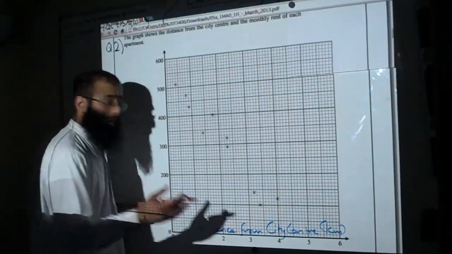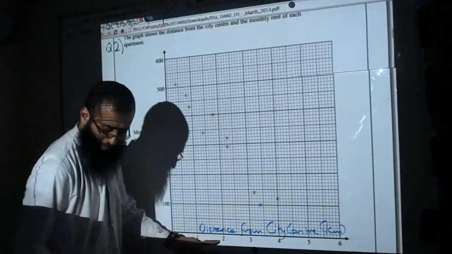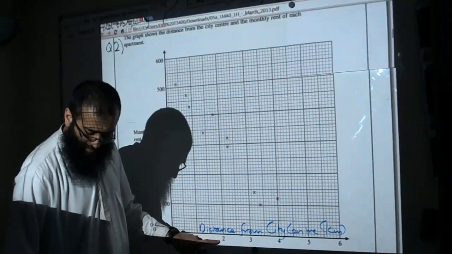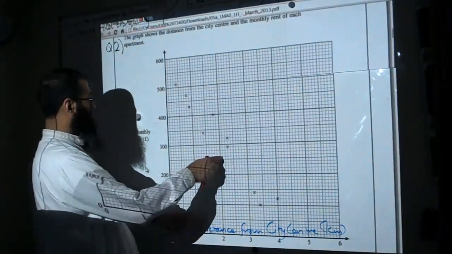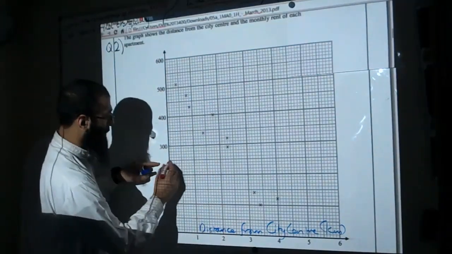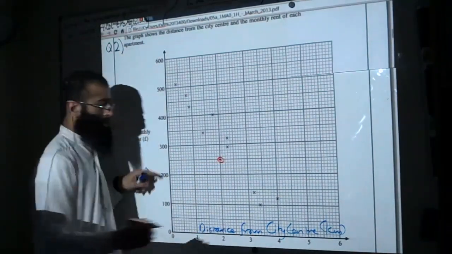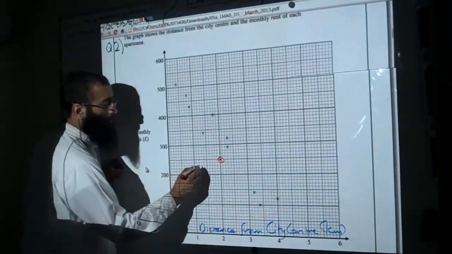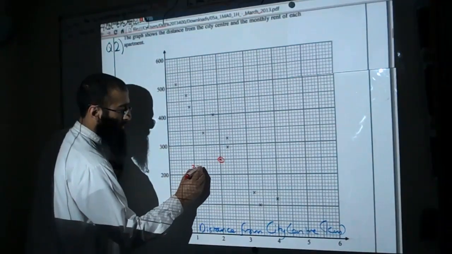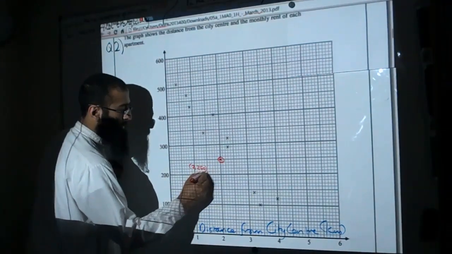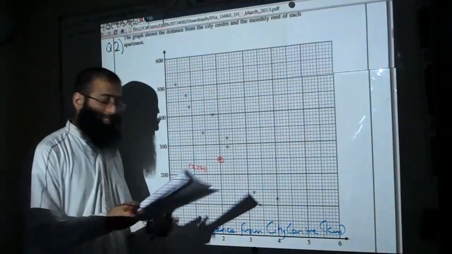So the distance is 2 kilometers, which is 2 along the bottom, and the monthly rent is 250. So we'll come along here, come to 250, which is halfway, and put across here. So that's my first point.